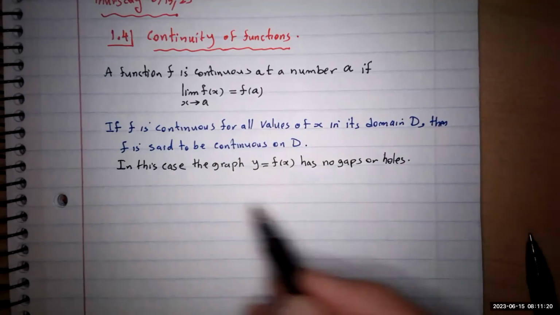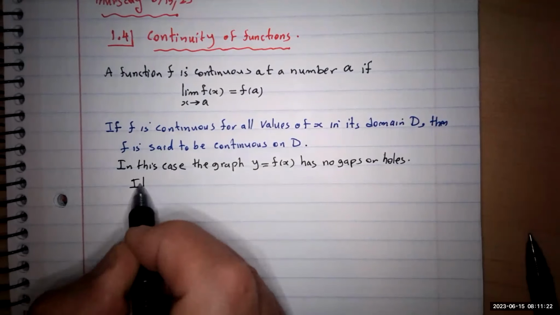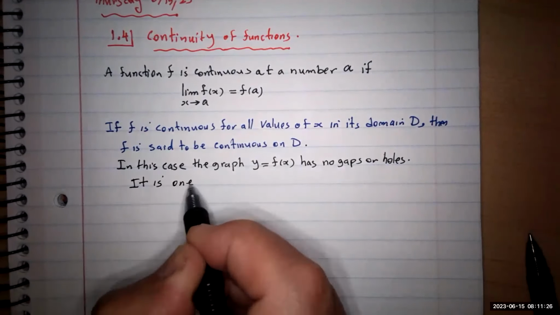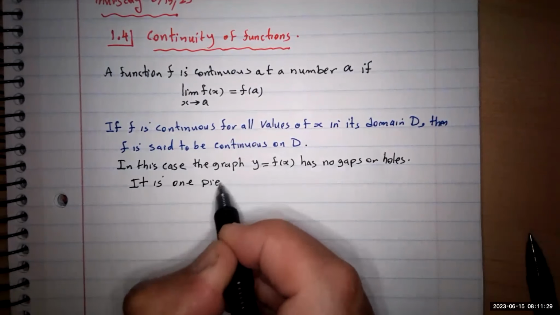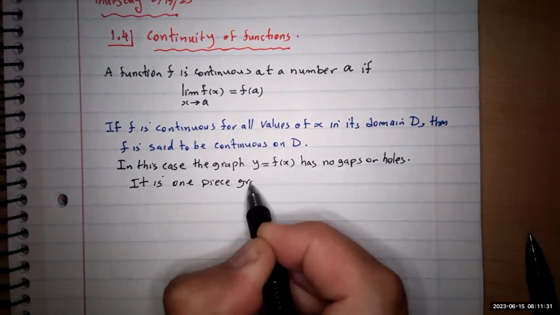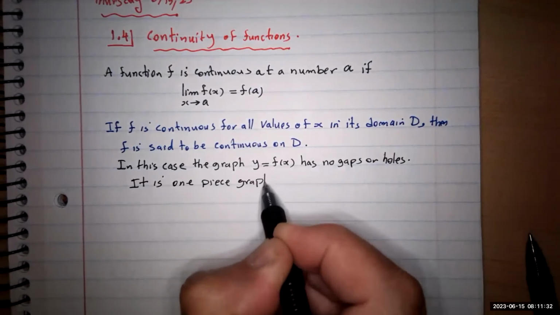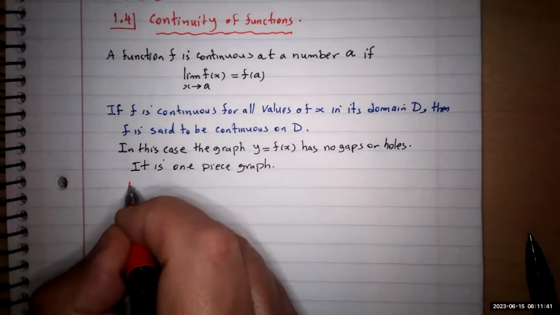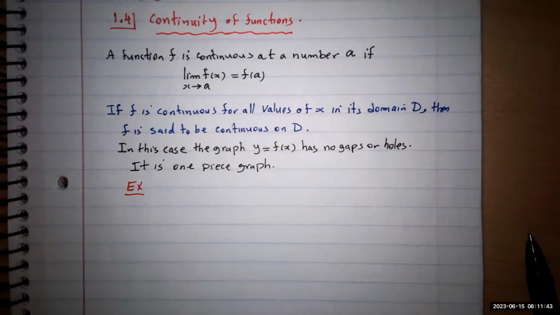It is going to be a one-piece graph. It's not going to be any hole. Okay, that would help us when we see the graph to guess first. Let's give you examples, just geometry first.